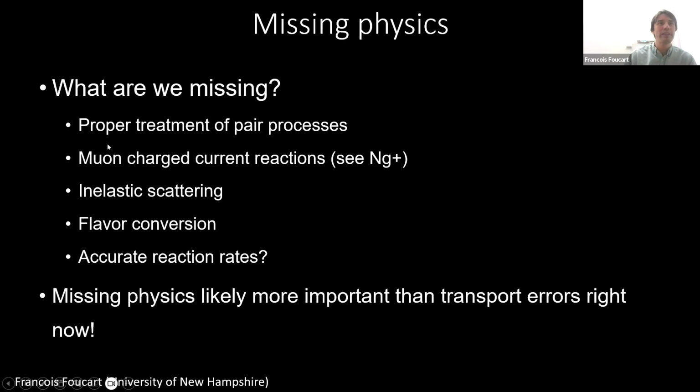So these can include things like proper treatment of pairs, muon charge current reactions, inelastic scattering, flavor conversion, and possibly accurate calculation of the reaction rates. The tabulated rates that we get are themselves approximations, and more accurate calculations here, including, for example, many-body effects in the high-density matter could be important as well.